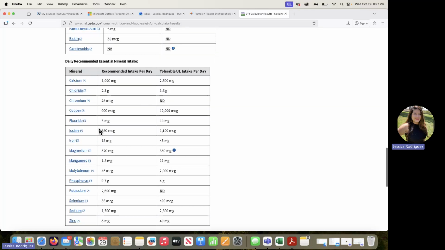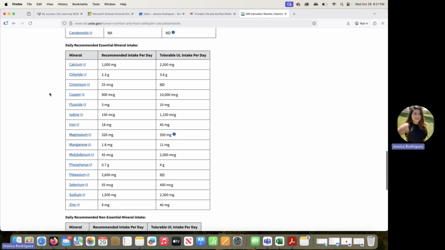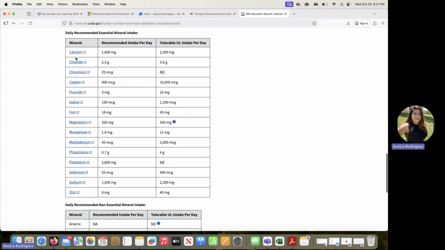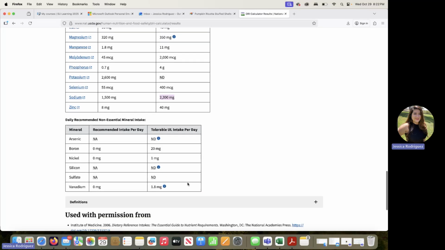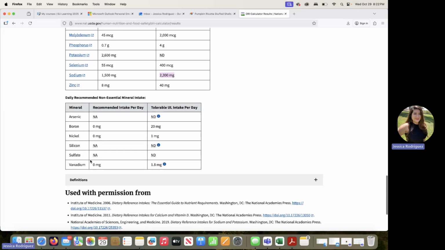When you scroll down, it also goes into our minerals. Our minerals are, of course, very essential. And so we have some here: calcium, chloride, we have fluoride, iron, magnesium. Remember, sodium is very important. We have to make sure, for those of us who have high blood pressure, high cholesterol, those are things that we need to make sure that we take care of and stay within range. Okay. We go further down. Here's some non-essential mineral intakes that we also need.